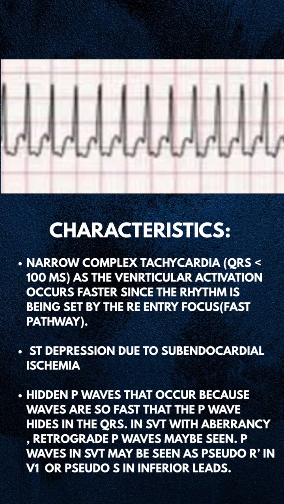Why? Because the coronary perfusion mainly occurs during the diastolic phase, and in tachycardia, the diastole duration has been reduced. Since subendocardial region is most susceptible to hypoxemia, it will lead to ST depression. Lastly, we'll see the hidden P waves that occur because the waves are so fast that the P wave hides in the QRS.